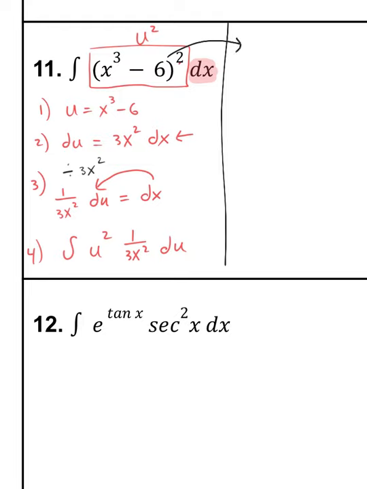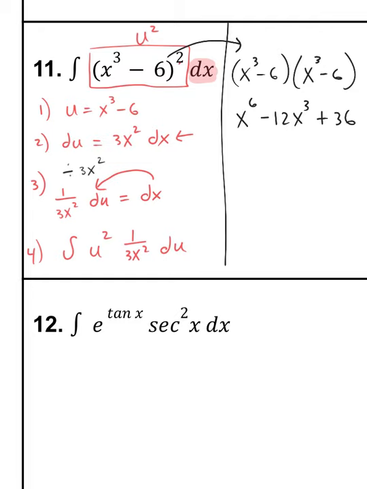So let's do that. X to the 3rd minus 6 squared is the same as x to the 3rd minus 6 multiplied by itself. Now I can multiply that out either by FOIL or area boxes and use the power rule. When I FOIL that out, I get x to the 6th minus 12x to the 3rd plus 36.